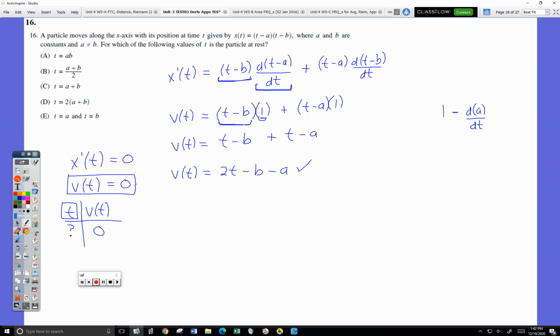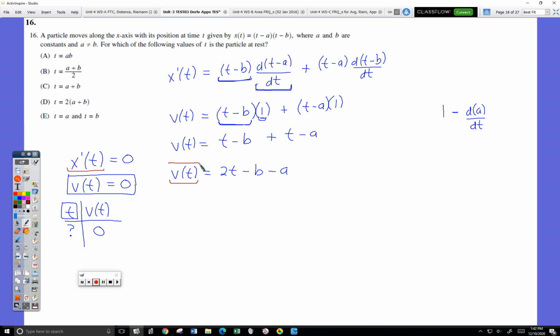To find a t prime, wait, no. Just look at the symbols. What does this symbol represent right here? That represents x prime. X prime, yeah, sorry. But it also represents velocity.